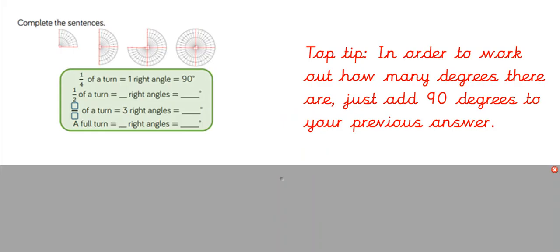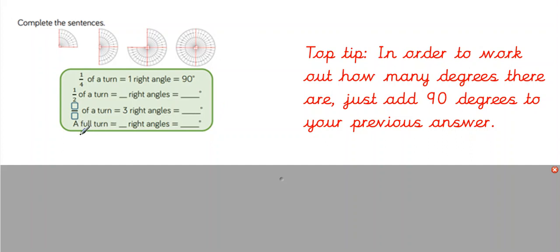Okay then, what I would like you to do is complete the sentences below. The first one has been done for you. A quarter of a turn equals 1 right angle, which equals 90 degrees. Then you've got a half of a turn equals something right angles equals something degrees. And then you've got the next one and the next one, finishing with a full turn.